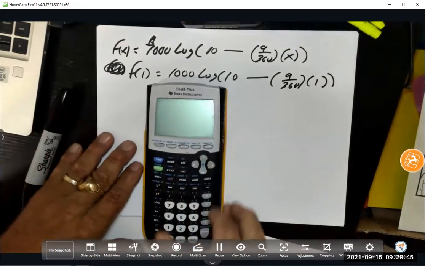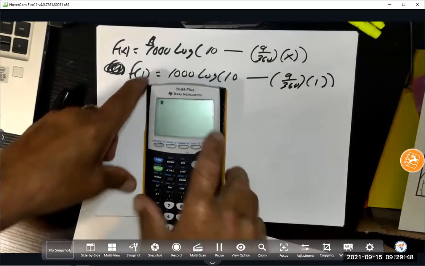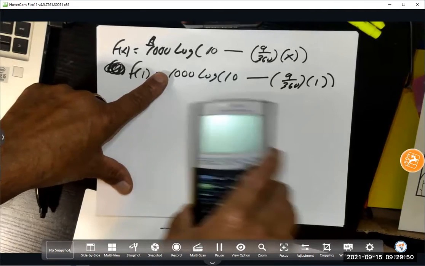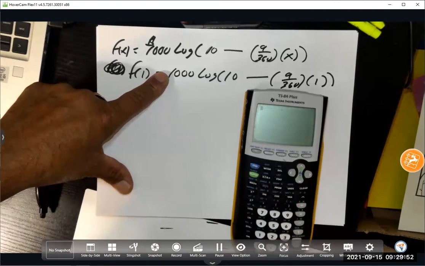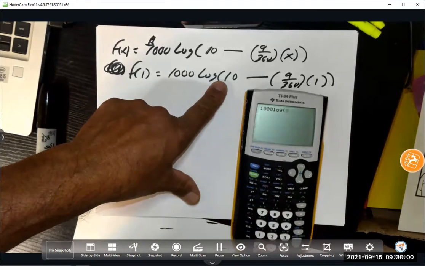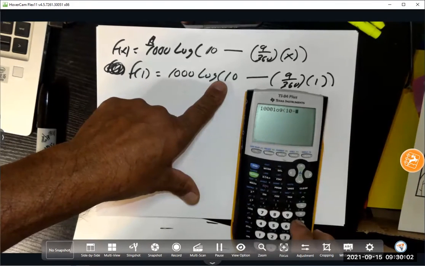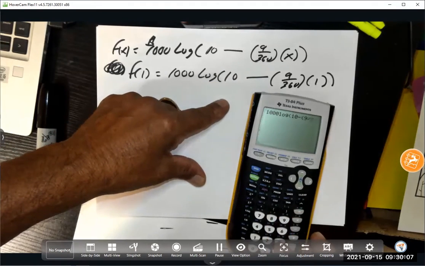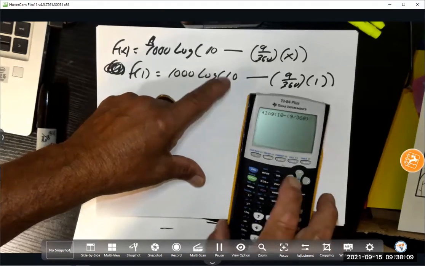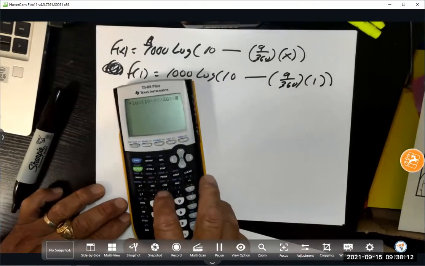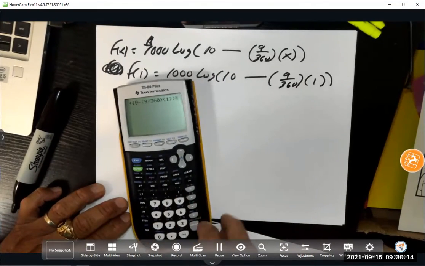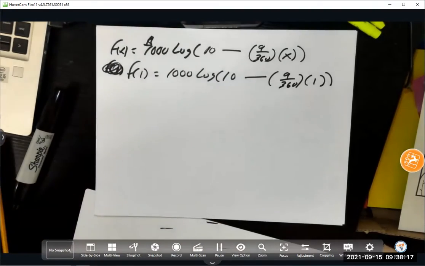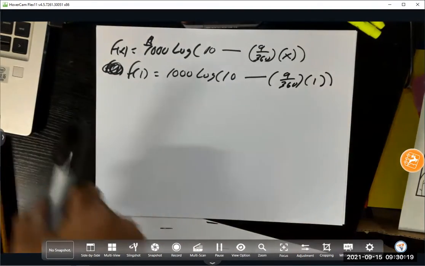Okay, so let me show you how to do all this stuff. Ready? So hit clear, ready? Follow me. 1,000. You're gonna put 1, 0, 0, 0. LOG is this one right here, LOG. But this is already there. So I'm gonna put 10 minus parentheses 9 divided by 360. Close it. Another parenthesis right here. 1. And then close it, close it. Okay. And when you do that, tell me the number you get.